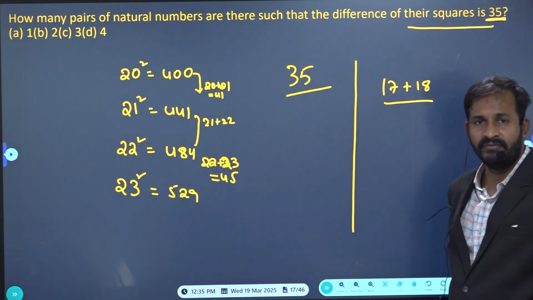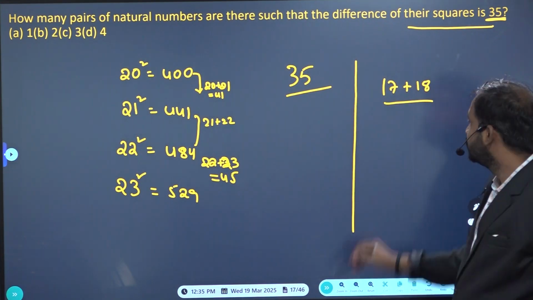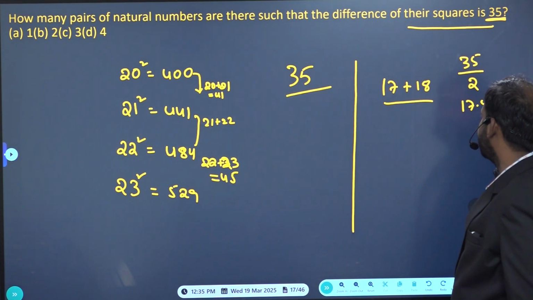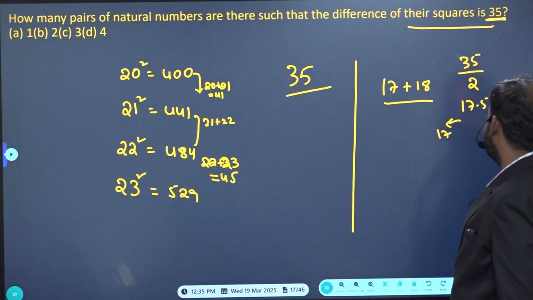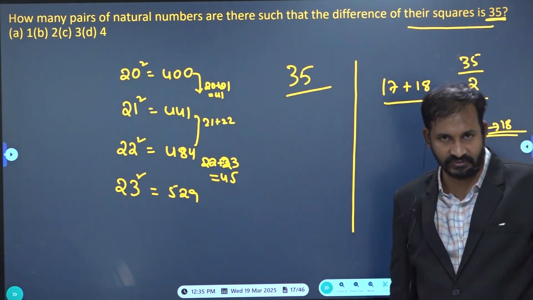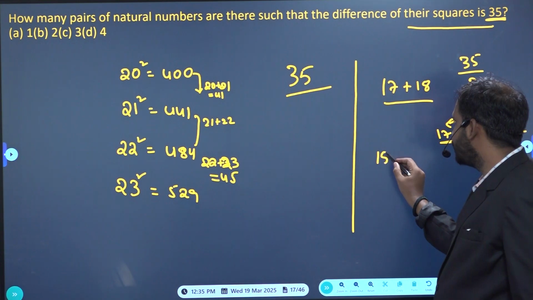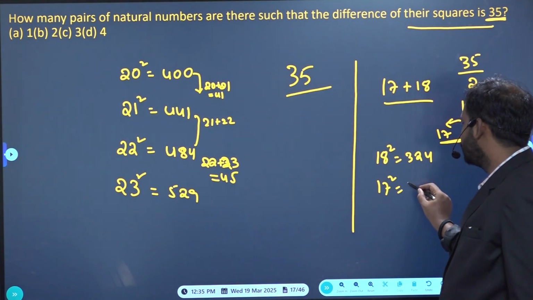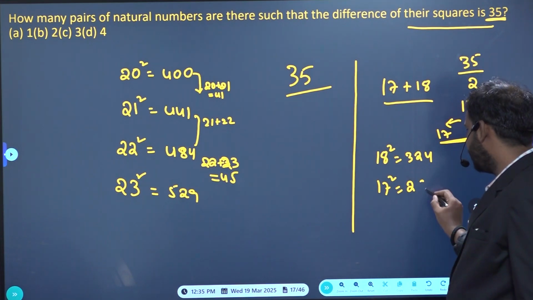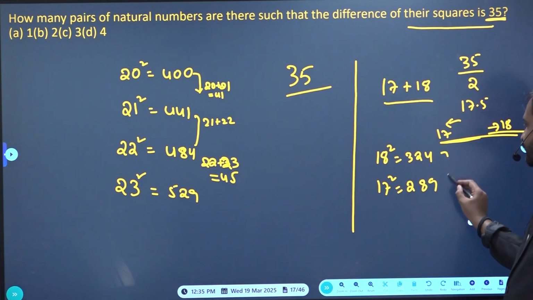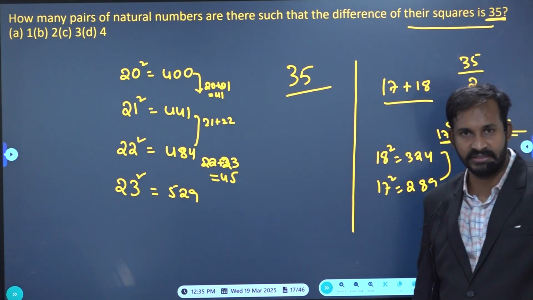17 and 18. If you are able to identify it, happy. If not, simply divide 35 by 2. What will you get? 17.5. So 17 and 18 are the two numbers. So now 17 square and 18 square. What is 18 square? 324. What is 17 square? 289. So the difference between those two is what? 35. Like this is one pair.